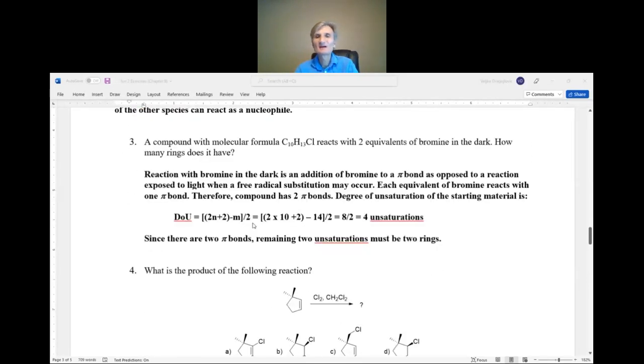Question number 3. A compound with molecular formula C10H13Cl reacts with 2 equivalents of bromine in the dark. How many rings does it have? So first, the reaction is with 2 equivalents of bromine in the dark.